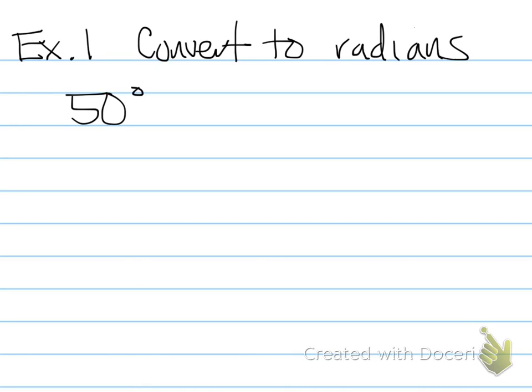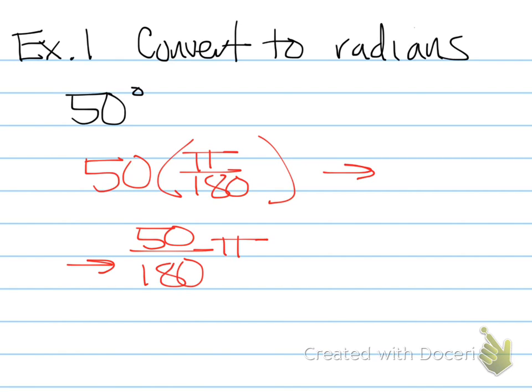All right, so we want to convert 50 degrees to radian. Again, 1 degree is equal to pi over 180 radian. So we're going to multiply 50 by pi over 180. And 50 degrees in radian measure would be 50 over 180 pi. Once we simplify that, we get 5 pi over 18.